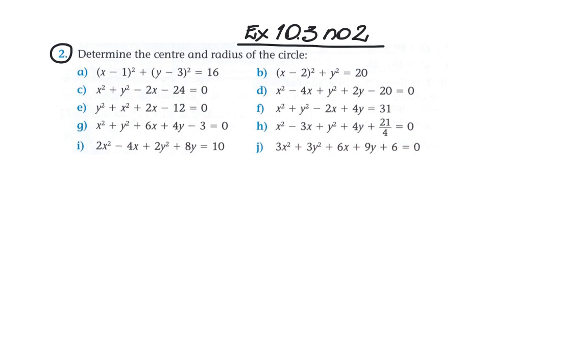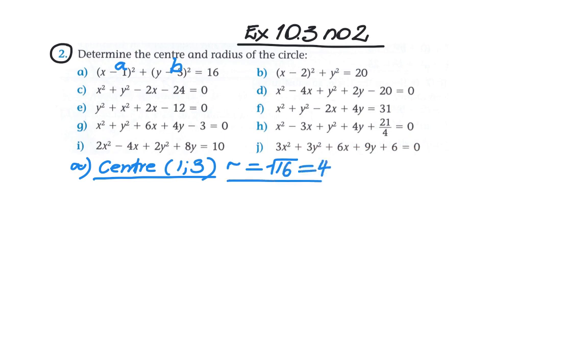Because if I look at the answer for question A, my center of a circle must have the coordinates 1 and 3. Okay, because it's x minus a squared plus y minus b squared is equal to 16. So center is 1, 3, and the radius is square root of 16, which is obviously 4 units. So that's for answer A.